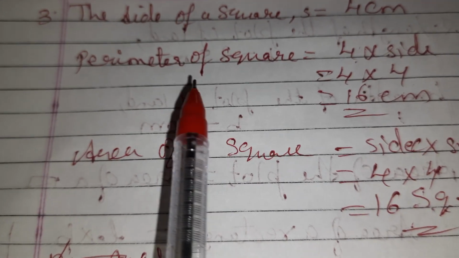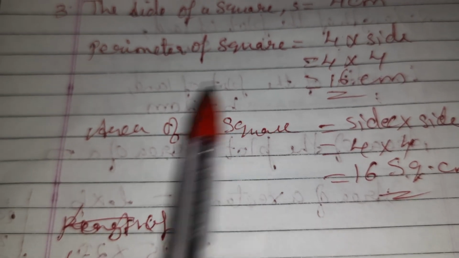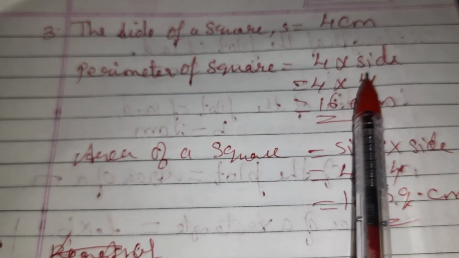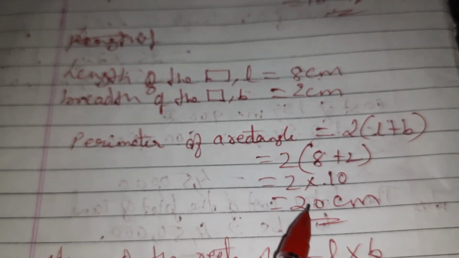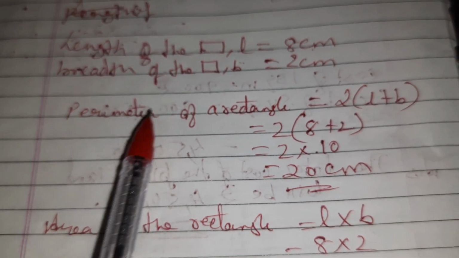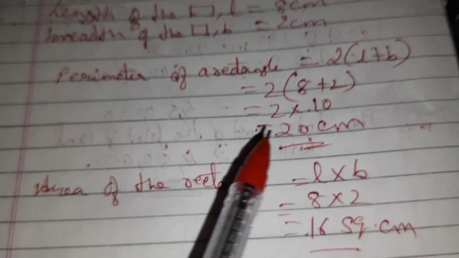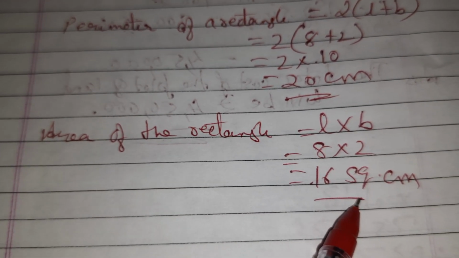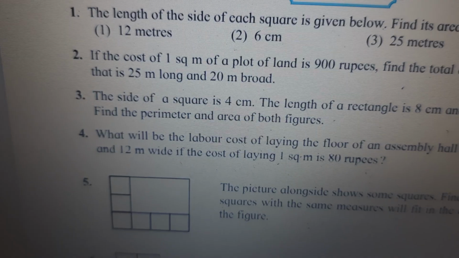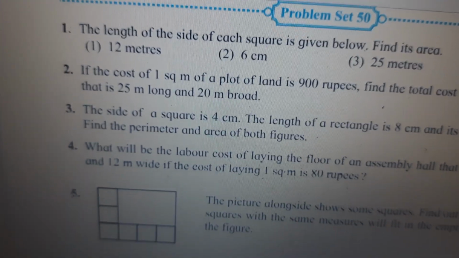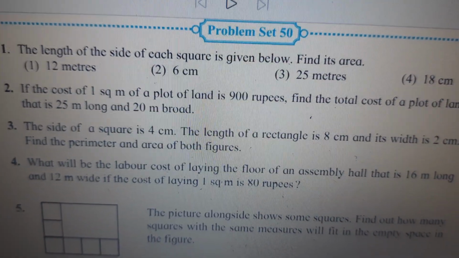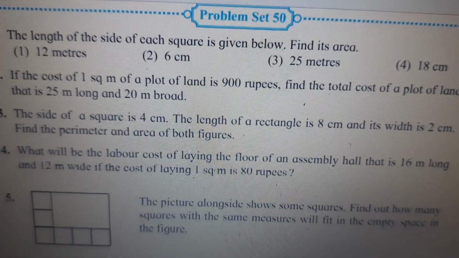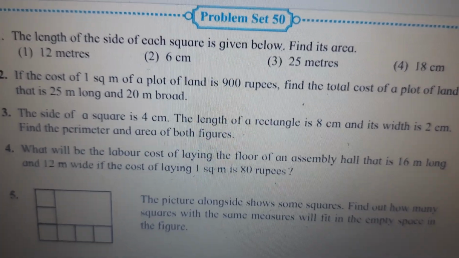They had asked us the side of a square, 4 centimeter, the perimeter of the square and the area of the square. Perimeter of the square we got 16 centimeter, area of the square we got 16 square centimeter. Then the length of the rectangle we got 8 centimeter, the perimeter of the rectangle we got 20 centimeter and the area of the rectangle we got 16 square centimeter, children. So that's how we have found out question number 3, where they asked us to find the perimeter and area of a square, and the perimeter and area of a rectangle.